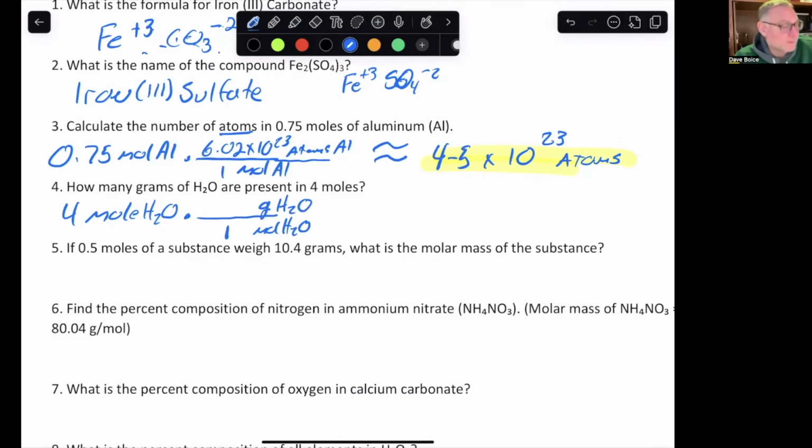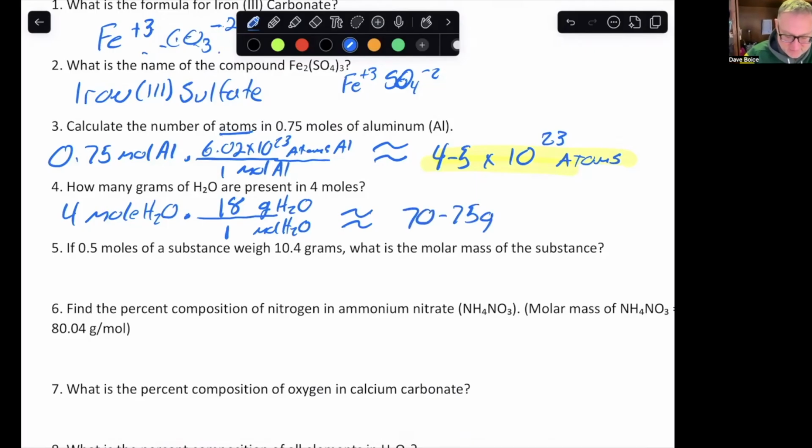And 1 mole, if I want to know how much 1 mole of water weighs, I'm going to add together the molar mass of 1 oxygen and 2 hydrogens, which comes out to just about 18. And so your answer should be, when you put it in your calculator, 4 times 18 is between 70 to 75 grams of H2O. So there's your answer.